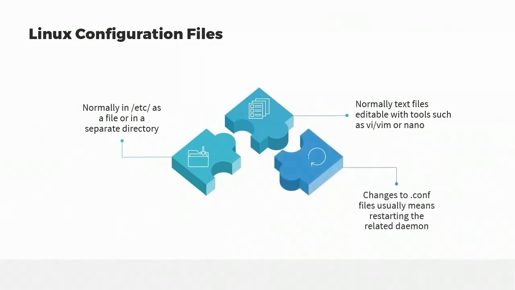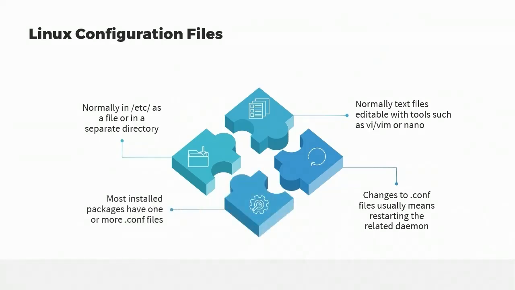So when you make a change to a conf file, normally what it means is that you need to restart the related daemon so that it reads that config file and picks up the changes. Now, some daemons will allow you to reload them, which is quicker than restarting the entire daemon, which means reread the configuration from the conf file. And when we talked about files or separate directories, we already mentioned that installed software packages may have more than one conf file. So that's configuration files.